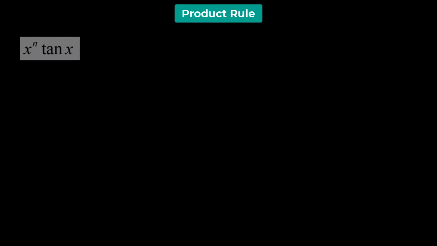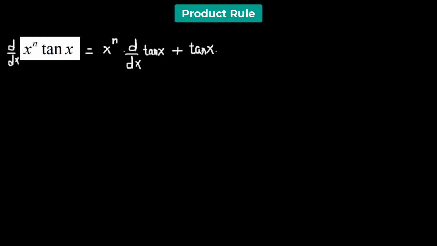Let's do another one. So here we have the function x raised to the power of n times tangent of x. We have to find the derivative of this given function with respect to x. We begin by treating x raised to the power of n as the first function. So we have the first function multiplied by the derivative of the second function, which is tangent of x, plus the second function tangent of x multiplied by the derivative of the first function x raised to the power of n. So that will give us x raised to the power of n.